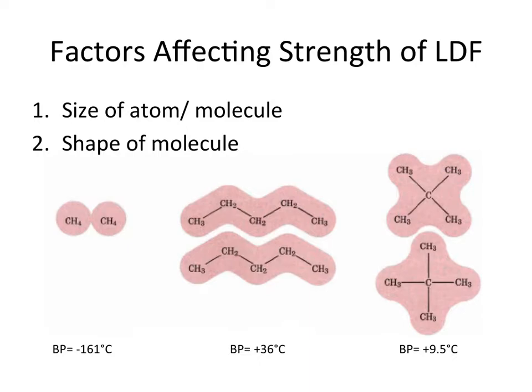Now, there are two things that affect the strength of the London dispersion forces, and here we can see the boiling points of two molecules, and they're very different from one another. In this case, we just have a simple methane, and we can see that it boils at negative 161 degrees. So it boils, it becomes a gas at a very, very low temperature, which means that at room temperature, this would for sure be a gas.